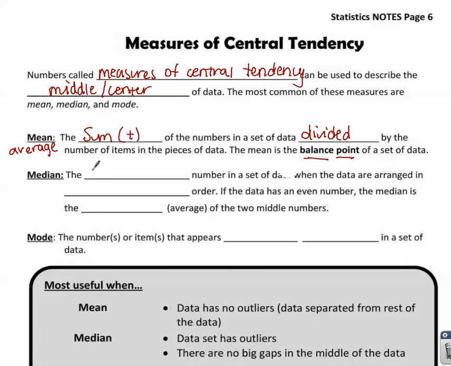The median is the middle number in the set of data when the data is arranged in ascending order. Remember, ascending is least to greatest. If the data has an even number, the median is the mean or the average of the two middle numbers. Mode is the number or item that appears the most in the set of data.